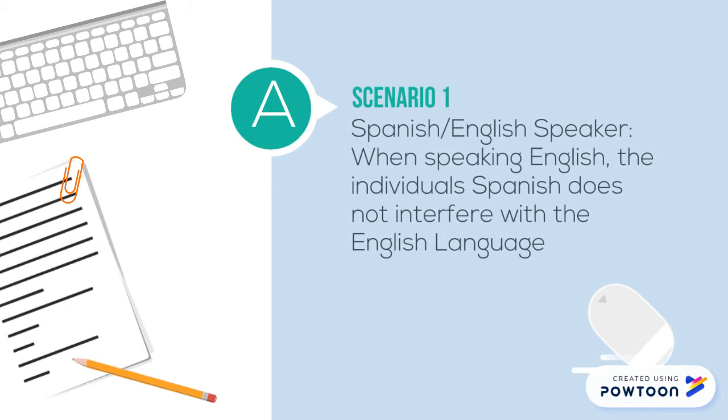For example, the light switch theory can be supported by this hypothetical situation. Imagine a bilingual individual who spoke both Spanish and English. If the light switch theory was true, the individual would be able to completely ignore their knowledge of Spanish while speaking English, and the individual's Spanish would not interfere with the English language.